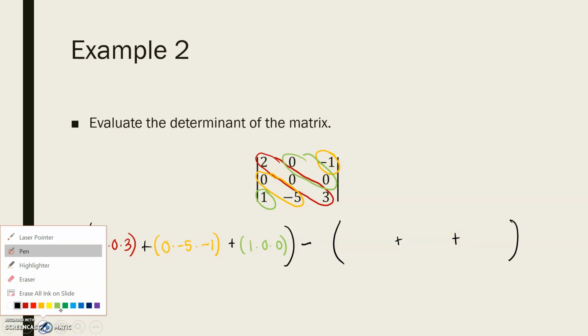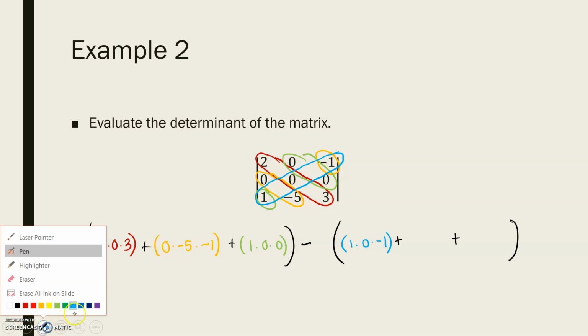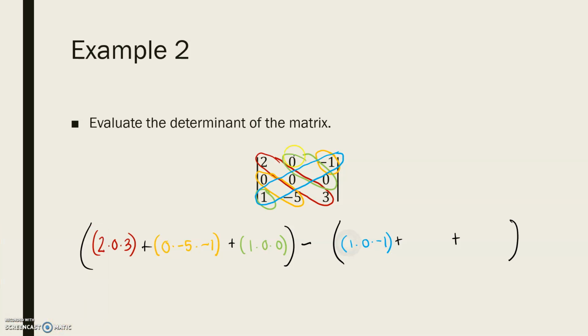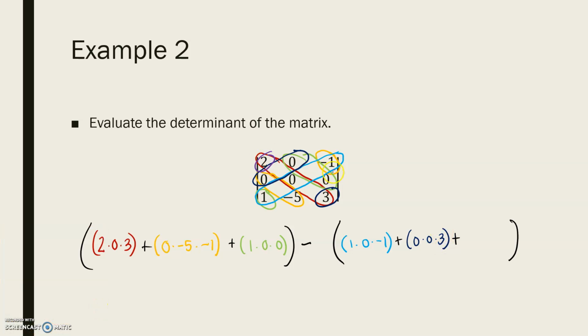All right, now let's switch directions. I'm going to now go this way, and I get 1 times 0 times negative 1. We'll do that one. 0 times 0 times 3. And finally, I'll get 2 times 0 times negative 5.